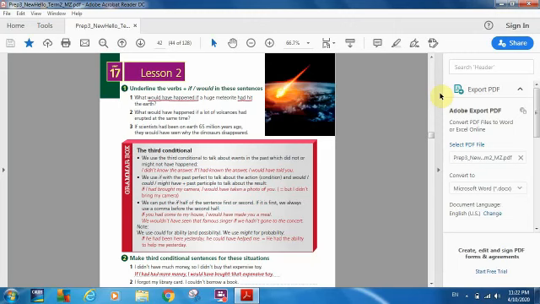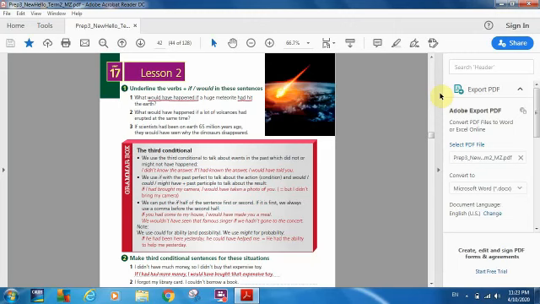So it means the third conditional is about something impossible. It is a past situation and you regret it or you wish something had happened. It didn't, because it's past. We use could for ability and possibility. We use might for probability. Like, if he had been here yesterday, he could have helped me. It means he had the ability to help me.